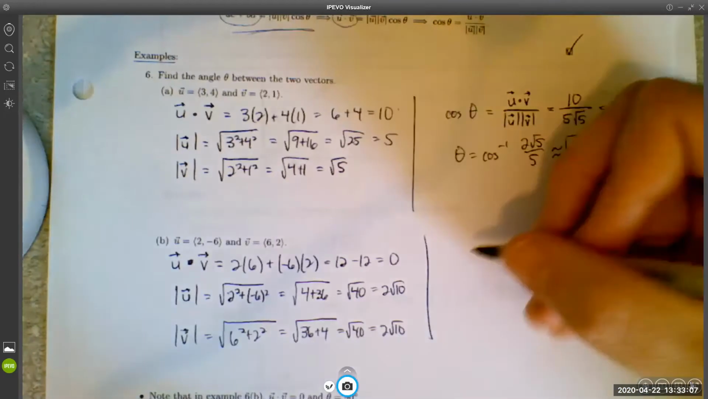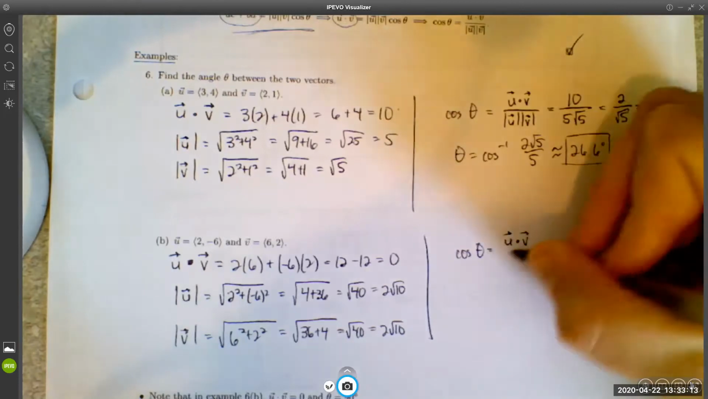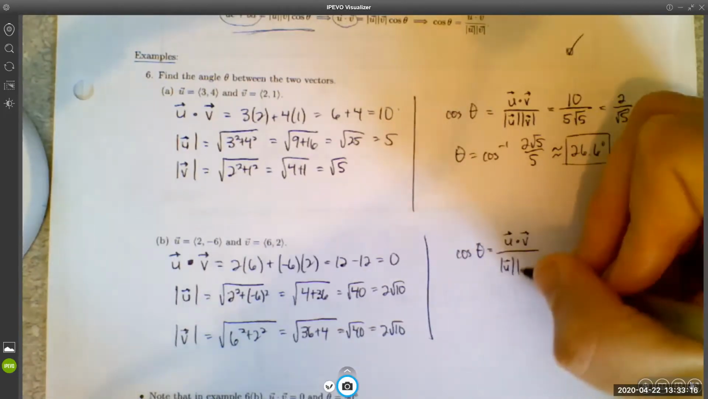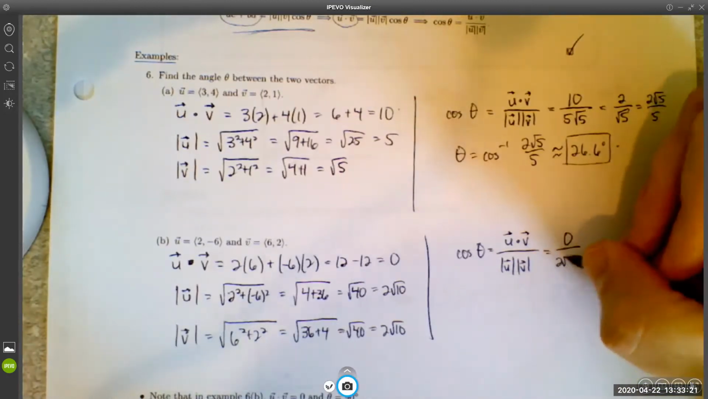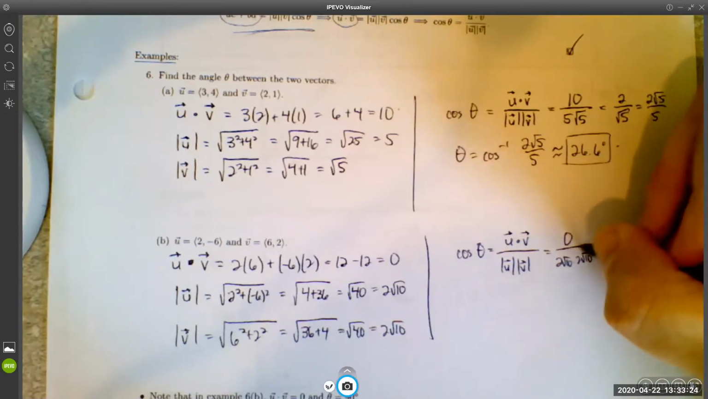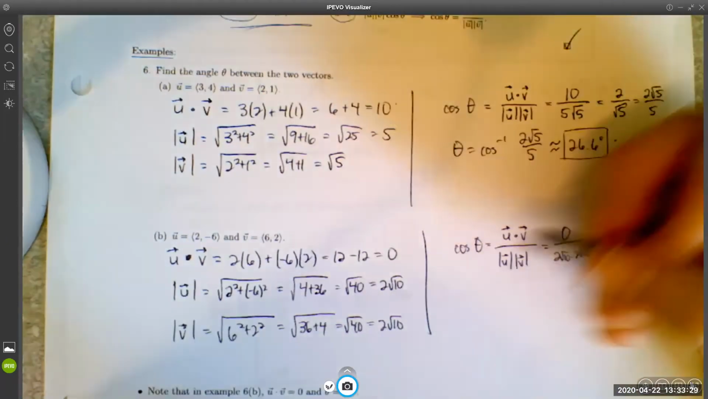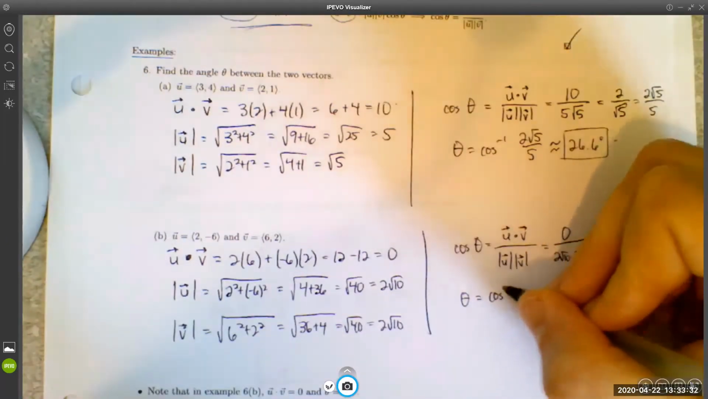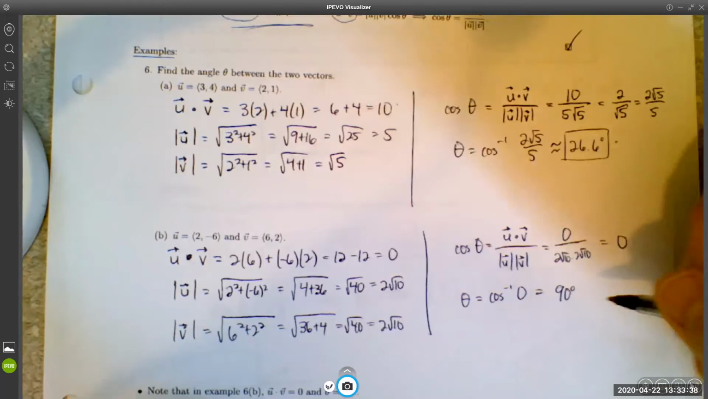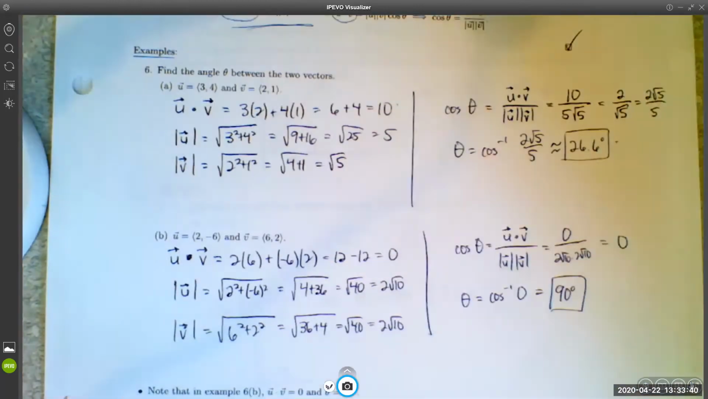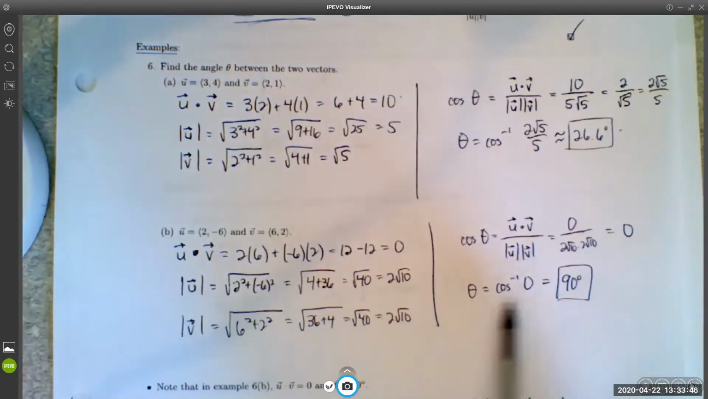So then we'd say cosine theta is u dot v over magnitude u magnitude v. That's 0 over 2 root 10 times 2 root 10. Who cares? It's just 0, right? So if cosine theta equals 0, then theta is cosine inverse of 0, which we know is 90 degrees. So sure enough, like on the previous page, we said if the dot product of two vectors is 0, then the angle between the vectors is 90 degrees.